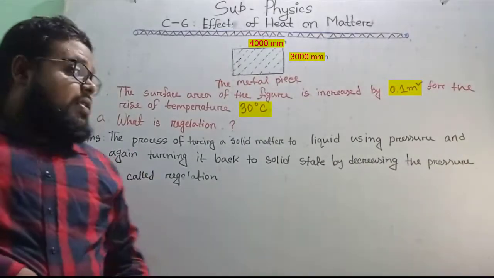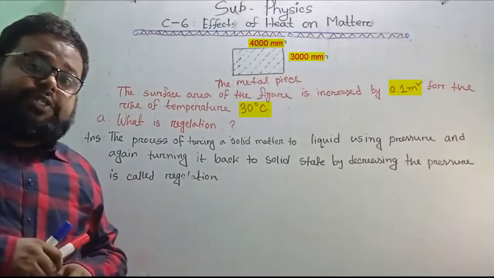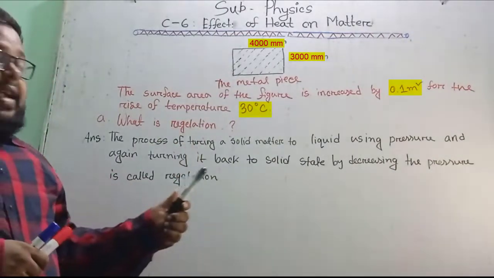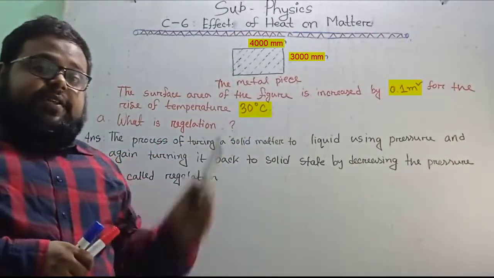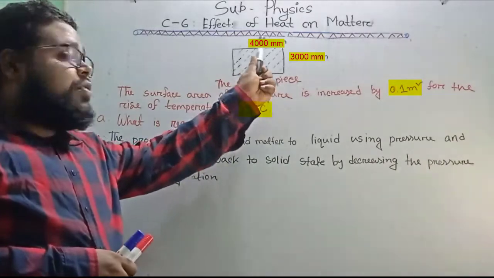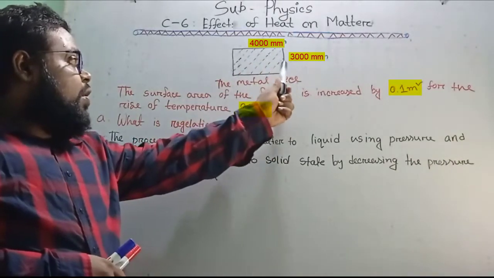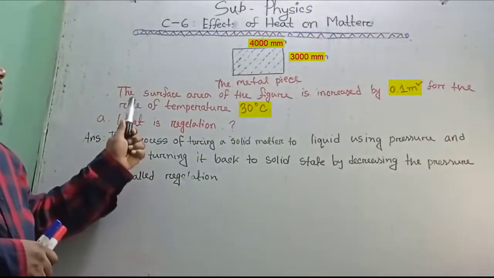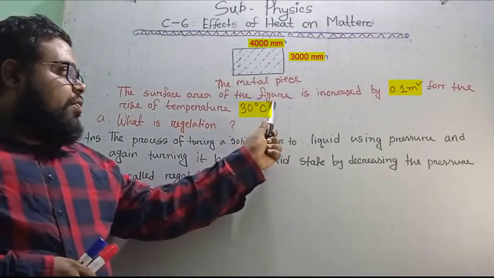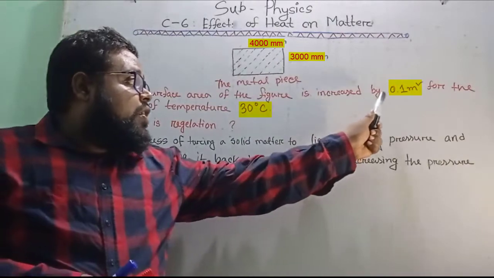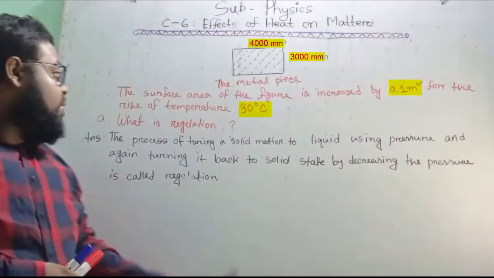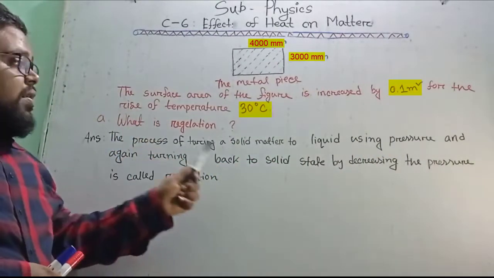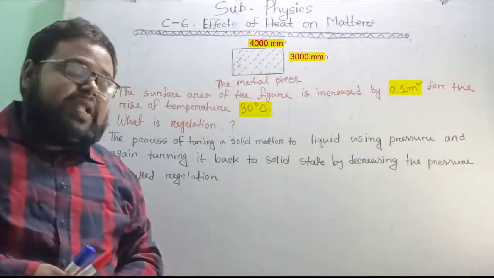Dear student, this is our second creative question. Here you can see that this is a metal piece. The length is 4000 millimeter and width is 3000 millimeter. And the surface area of the figure is increased by 0.1 meter square for a rise of temperature of 30 degrees Celsius. That is the stem.